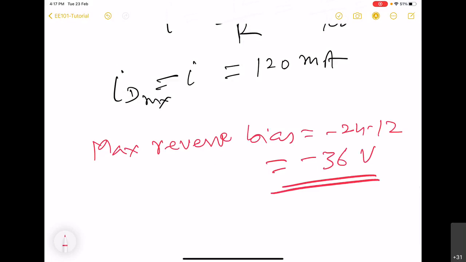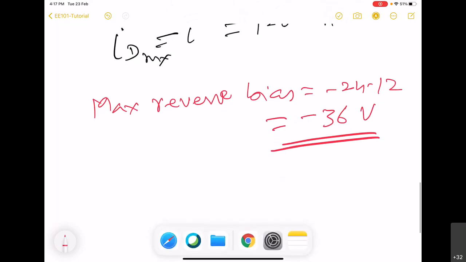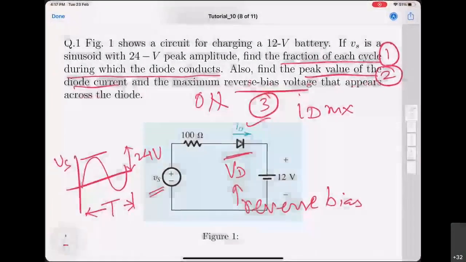So we will have to suitably choose a diode which can tolerate this much of reverse bias, because we know that if diode is exposed to a large reverse bias, it will usually break down and it will again start conducting. So diode does not remain off under all reverse bias voltage condition. There is a limit beyond which it will again start conducting.